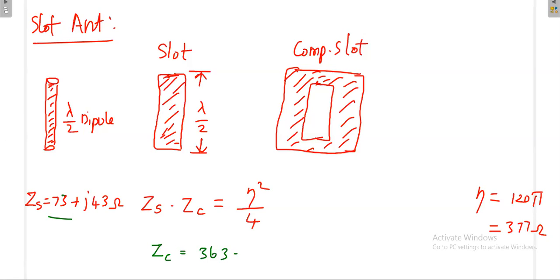Then by means of substitution, you can find out the impedance of the complementary slot antenna. That is 363 minus j211. Sometimes they are interested only in the magnitude. Then you can put the magnitude everywhere and calculate the magnitude value. Most probably you will not get a question from this. If at all you are getting a question, you may get it based on this formula. Okay. Next, log periodic antenna.